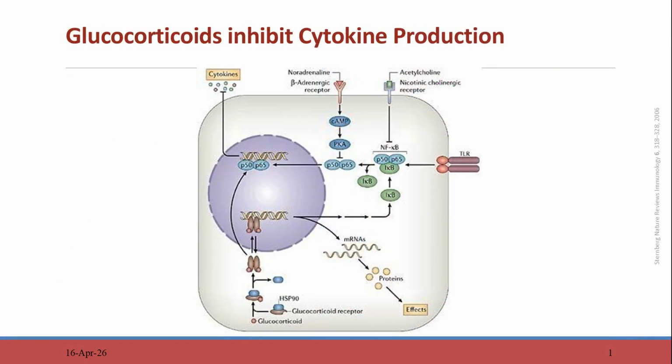Steroids suppress immunity by blocking cytokines, inhibiting T cells, and preventing inflammatory cell recruitment. In this diagram, we see how glucocorticoids inhibit cytokine production by interfering with transcription factors such as NF-kappa B. This explains their rapid and powerful anti-inflammatory effects, which is why they are widely used in acute settings.